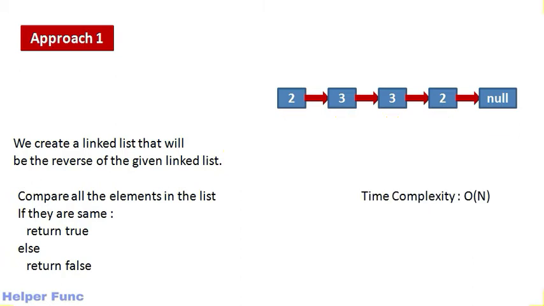Now this approach works fine as the time complexity is order of n, as we are using a single loop. But the space complexity here is also order of n, as we are creating an additional linked list. But we have another approach which can solve this problem in constant space. So let's see that.